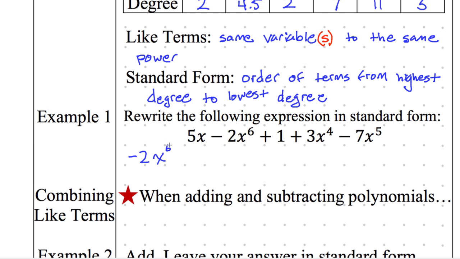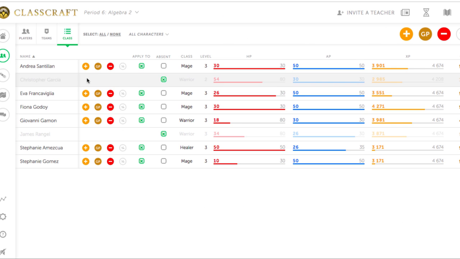Thank you, Andrea. Next is going to be what, Steph? Say it again. You don't want to answer anymore? Because I didn't call on you that last time? I'm sorry. Fiona? Negative 7x to the 5th. There it is. Thank you, Fiona.